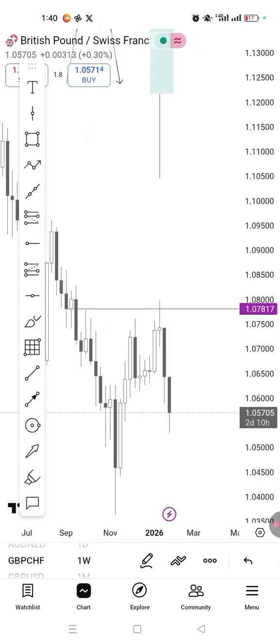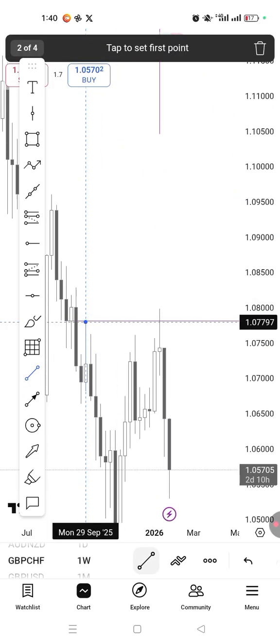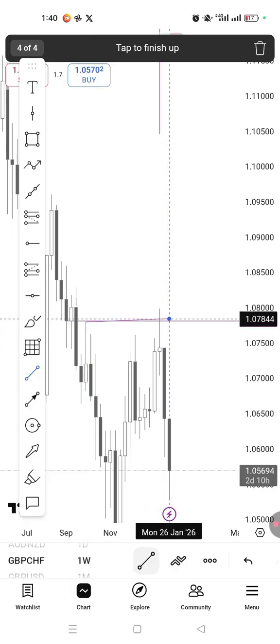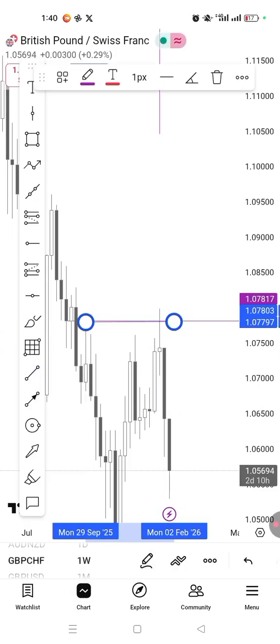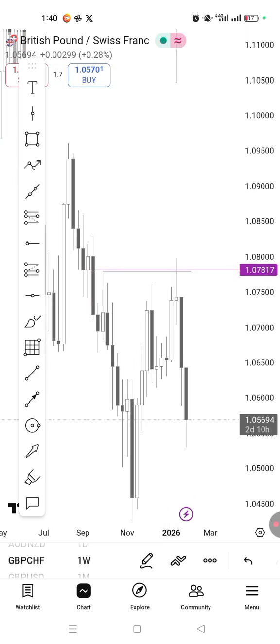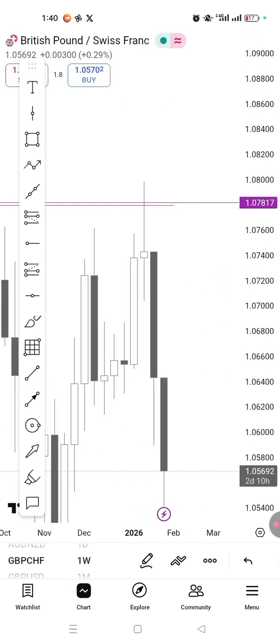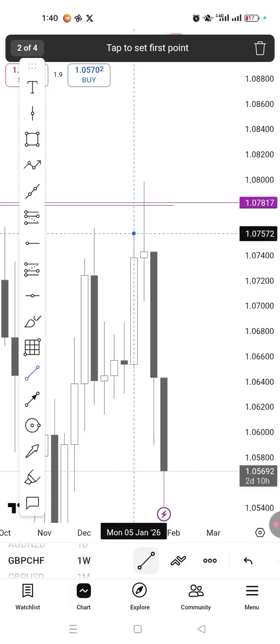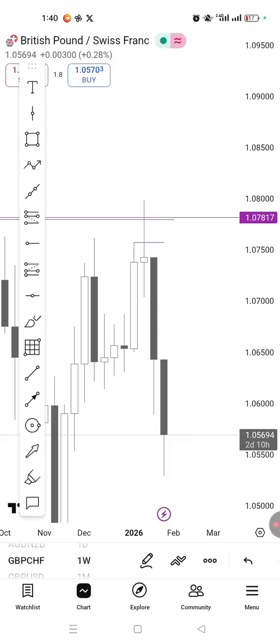Now, what do we have here? We have the same thing here. We have this range taken out, the range liquidity taken out. Not just that, we now have weekly reject weekly, and also we have a sweep of previous week high.